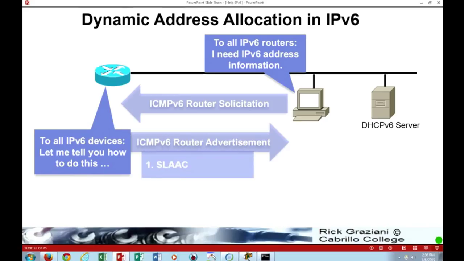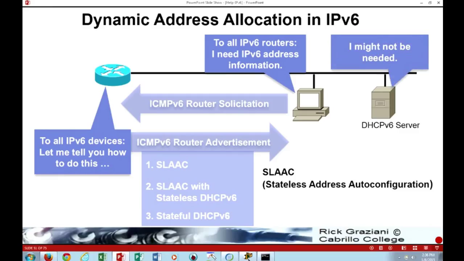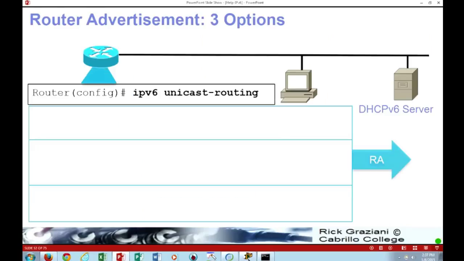And in this router advertisement is one of three options, which we're going to look at, all three. SLAAC, stateless address auto configuration. SLAAC with stateless DHCPv6. And SLAAC with stateful DHCPv6. Okay? So in this first case, DHCP, stateless or stateful, is not even needed.